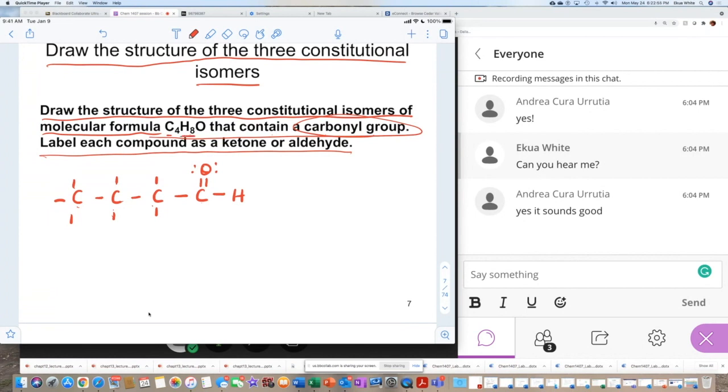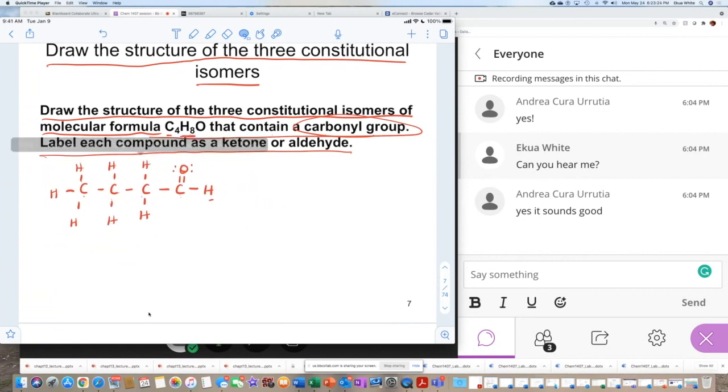Let me see if this will work. It says I have 8 hydrogens, right? Here is 1, 2, 3, 4, 5, 6, 7, 8. Oh, it works. Okay, that's one structure. How many more do I need? It says 2 more, and in each case I have to have a carbonyl. I can't just do this on the other end because it's essentially the same molecule just flipped over, so that won't work.